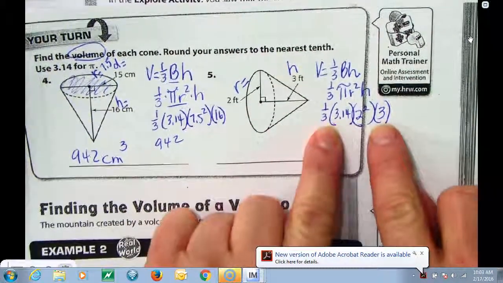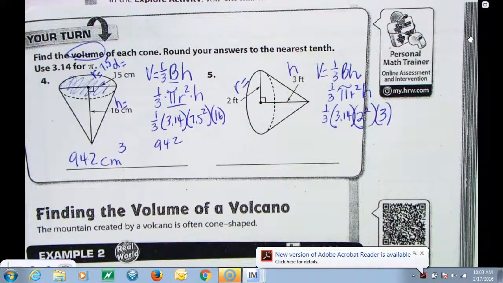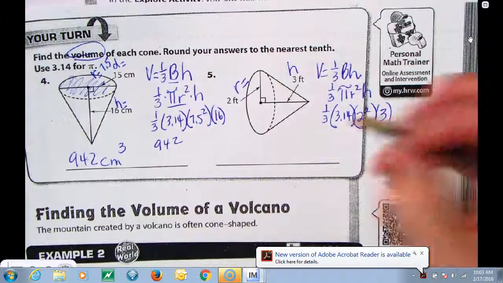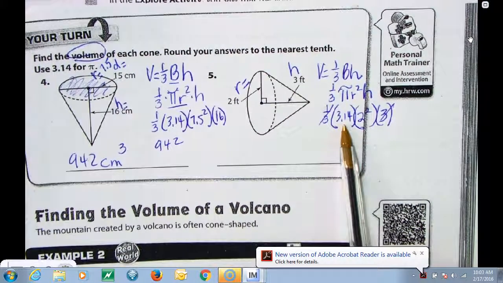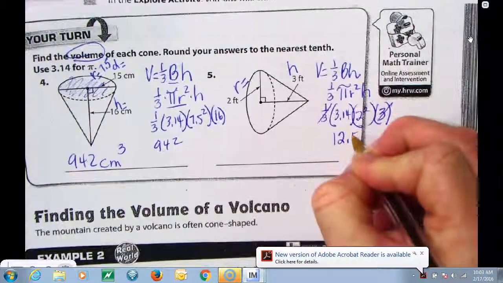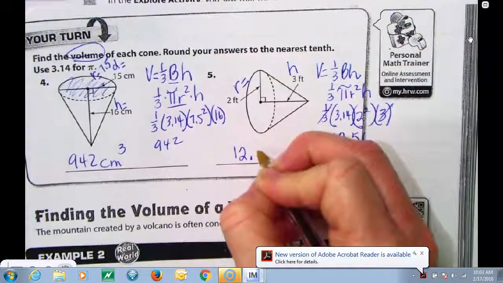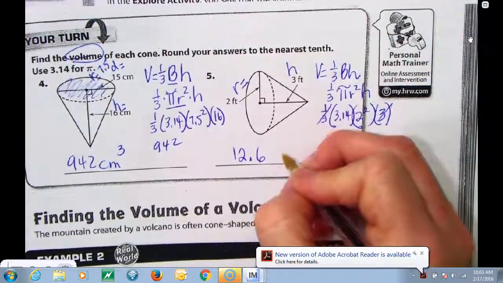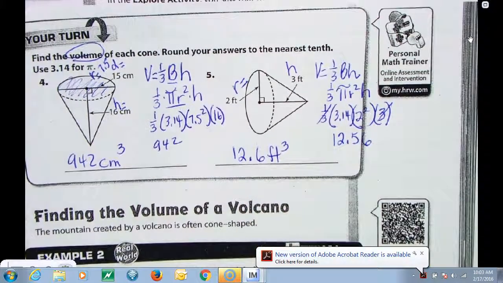Hey, guys, what's a third of 3? 1. Isn't it 1? Yes, ma'am. So really, there's no reason to even do that, because 1 times anything is the other number. So all you have to do is 3.14 times 4. Good. So it'll be 12.6 feet cubed.